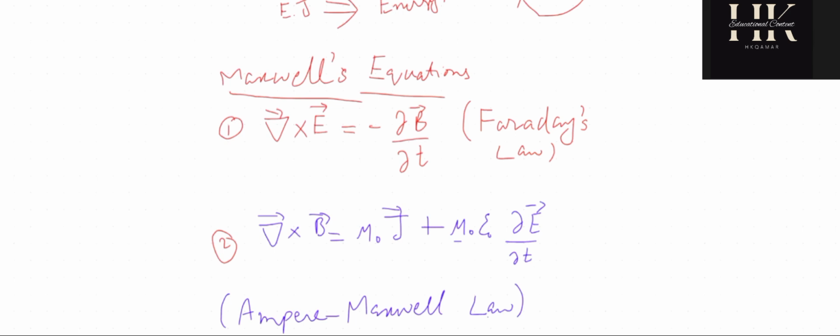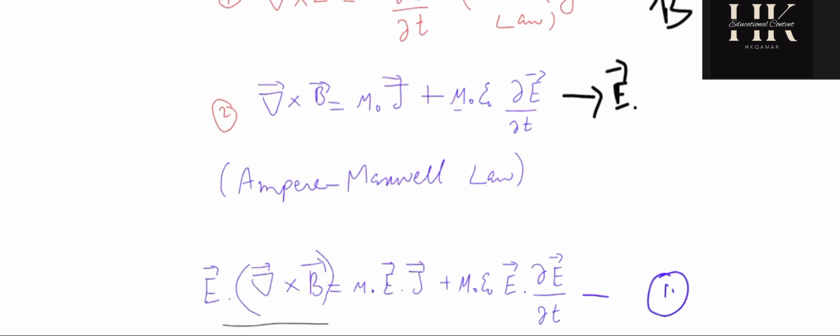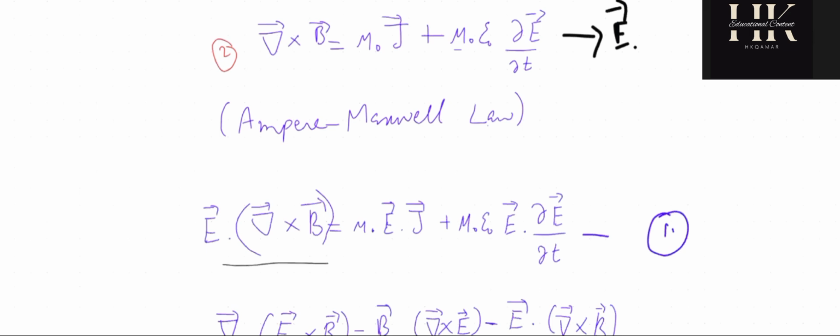Let me write it here so that you can recall. The dot product of this equation was taken with B, B dot, and the dot product of this equation was taken with E, E dot. I'm only writing it so that you can remember it later. Here we got the dot product of this equation with E, E·(∇×B), equals this value.